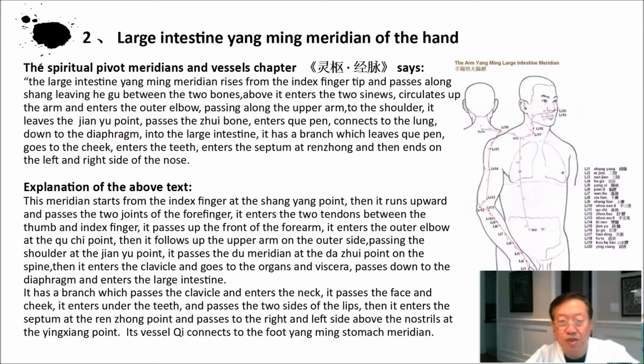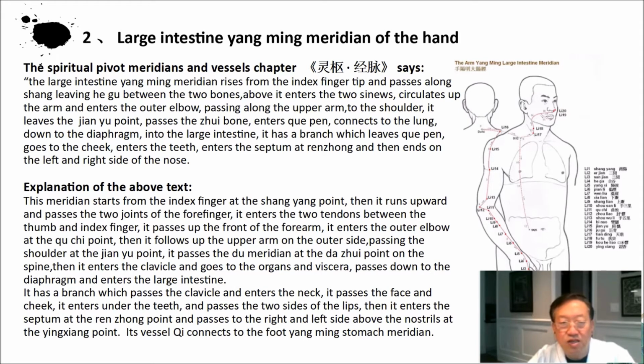Large intestine Yang Ming meridian of the hand. The Spiritual Pivot Meridians and Vessels chapter says, The large intestine Yangming meridian rises from the index finger tip and passes along the Shangyang, leaving Hegu between the two bones. Above it enters the two sinews, circulates up the arms and enters the outer elbow, passing along the upper arm to the shoulder. It leaves the Jianyu point, passes the Zhui bone, enters Cui pen, connects to the lung, down to the diaphragm, into the large intestine.